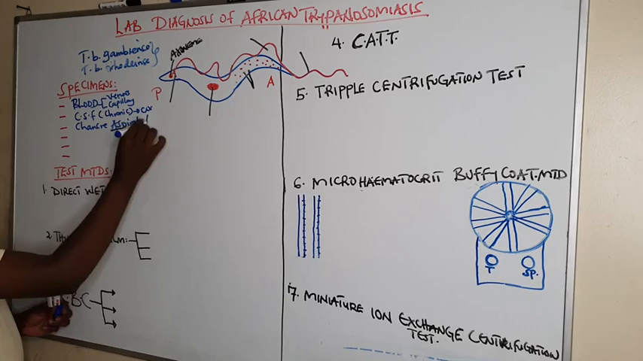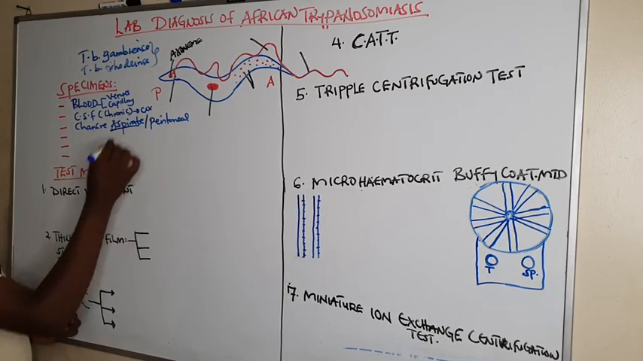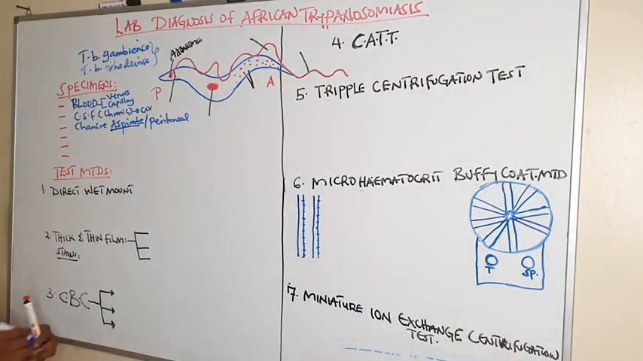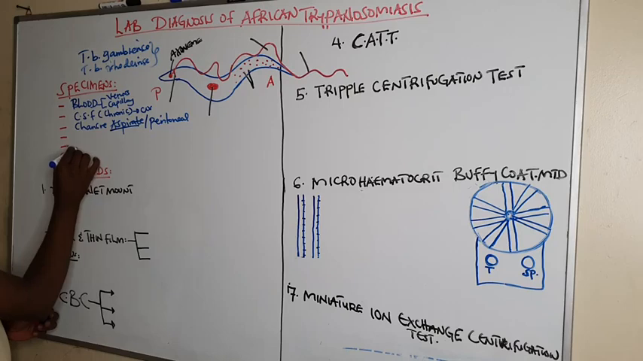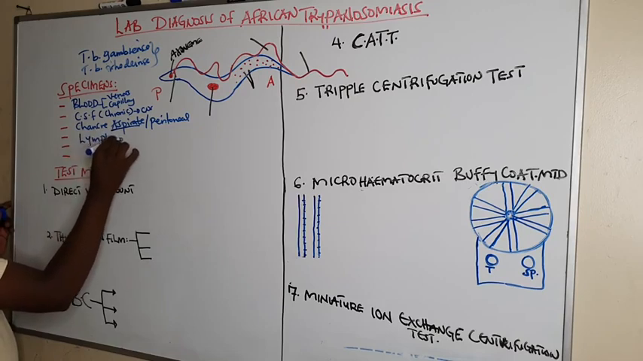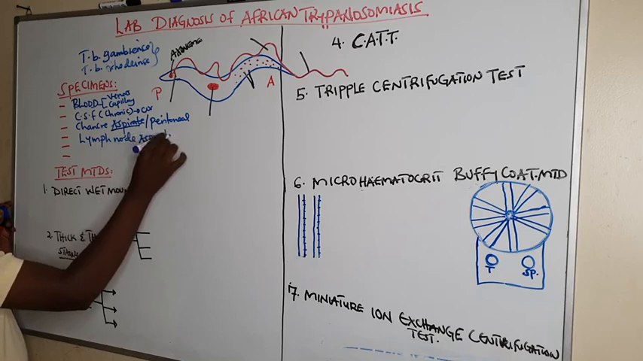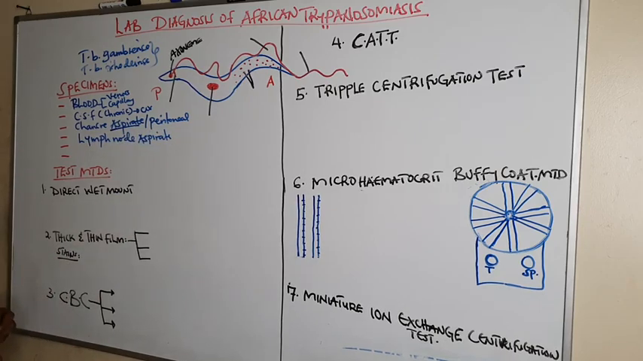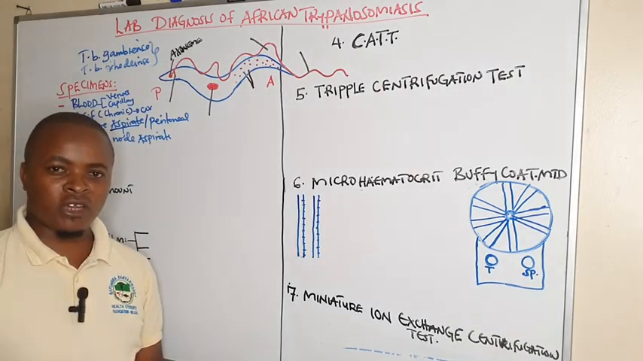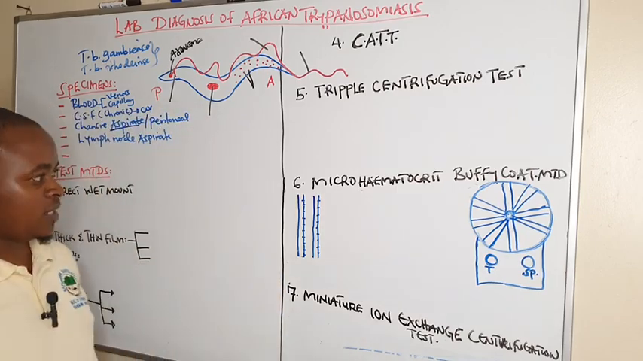We can even use peritoneal aspirates, that is from the peritoneal cavity. Then we can also use lymph node aspirates. So these are the types of specimens we can collect to diagnose African trypanosomiasis.